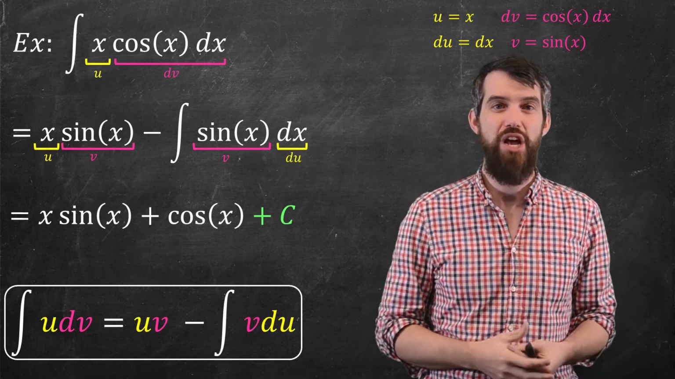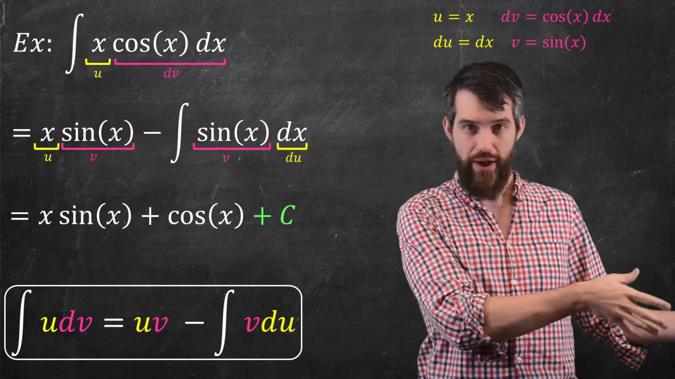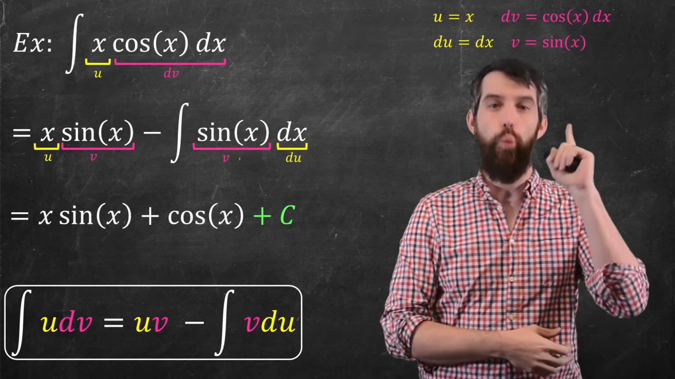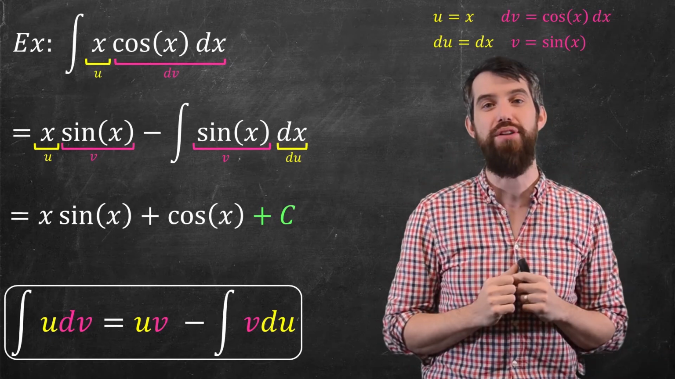So in effect, we transformed by integration by parts the integral of x cosine of x, which we did not know how to do, into the integral of 1 times sine of x, and 1 times sine of x we did know how to do, and so we did that integral.